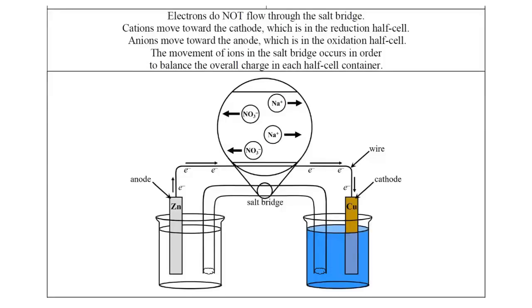In this particle diagram, you can see a close-up view of what's happening inside the salt bridge. Remember that electrons do not flow through the salt bridge. The cations, which are the positive ions, move toward the cathode, which is in the reduction half cell. Anions, which are the negative ions, move toward the anode, which is in the oxidation half cell. The movement of ions in the salt bridge occurs in order to balance the overall charge in each half-cell container.